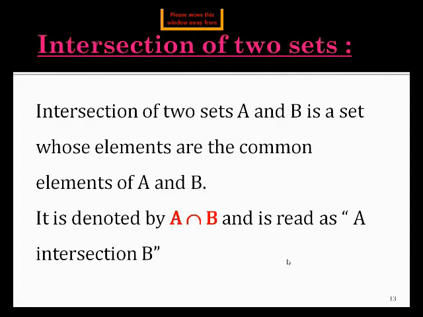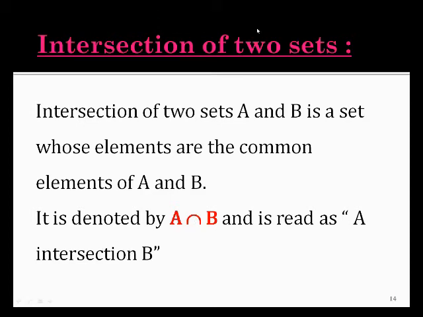Okay, students. The next thing is the intersection of two sets. The intersection of two sets A and B is a set whose elements are the common elements of A and B. It is denoted by A intersection B. This is the symbol for the intersection and is read as A intersection B.